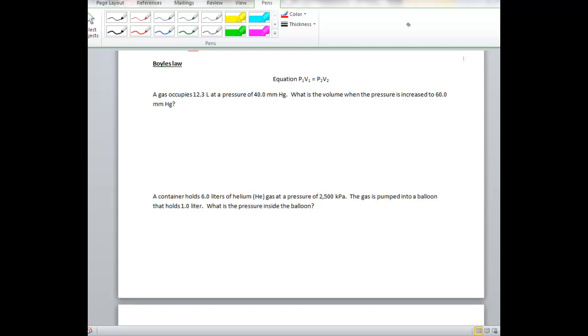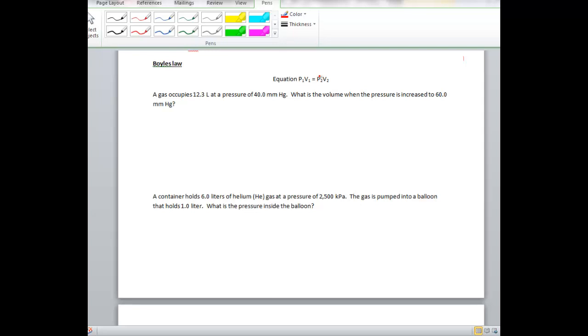So in Boyle's law, we have the equation of P1V1 is equal to P2V2. This is an inverse relationship, so as pressure goes up, volume is going to go down. We can set them equal because anytime that we change one of the first 2 variables, we automatically get a change in the second set of variables.